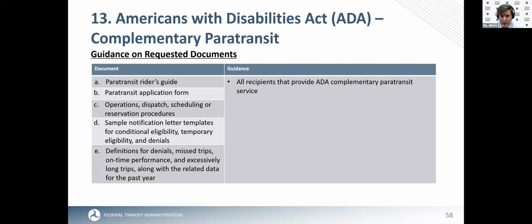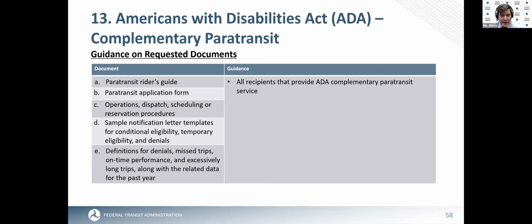Moving on to ADA Complementary Paratransit. Obviously, if you operate fixed route service, then you are required, with a few minor exceptions, to provide complementary paratransit to your service area as well. In this section, the first requirement is that you provide to the reviewer your paratransit rider's guide. You also want to provide the paratransit application form.